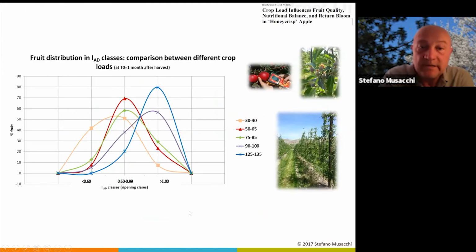And this is a different representation of the distribution of the fruit. The ones that are blue here are the ones that have more fruit per tree, but they are the ones that are less ripe. And here you see the distribution of the fruit with a low level of crop load.